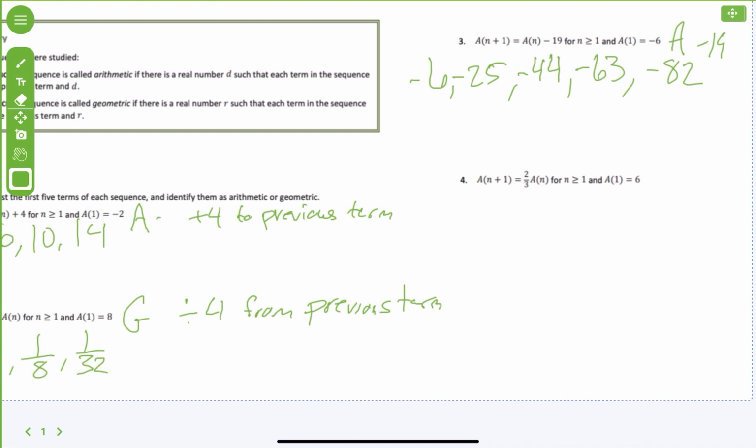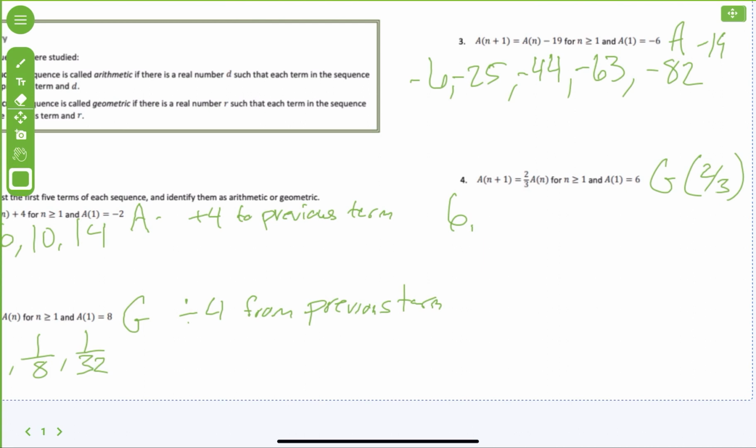Now, 4 says that we're going to do 2/3 a of n. Okay? What is that? That is going to be a geometric sequence because we are multiplying by 2/3. So this is geometric, and we're going to do times 2/3. So if we start off with the first term as 6, what is going to be our second term?